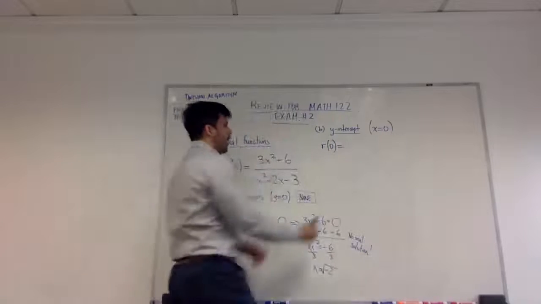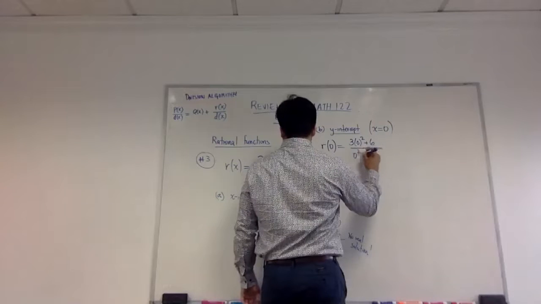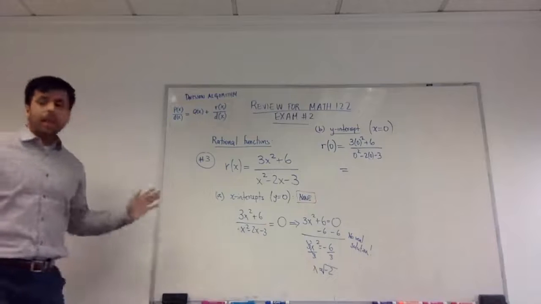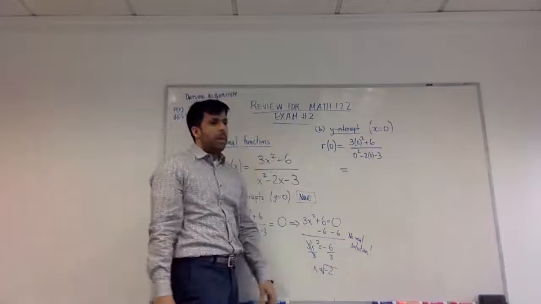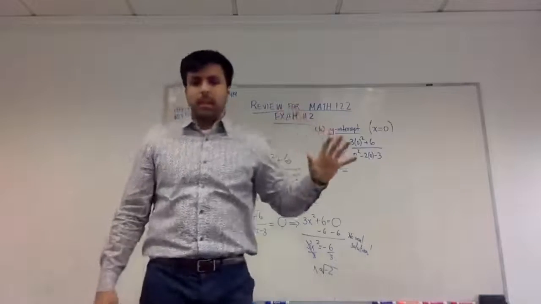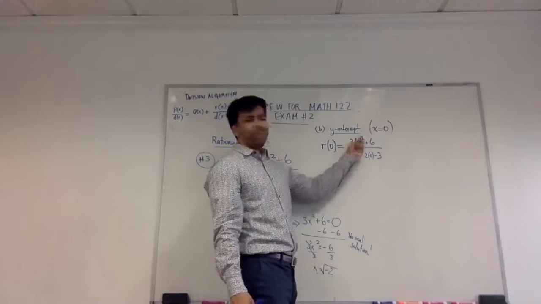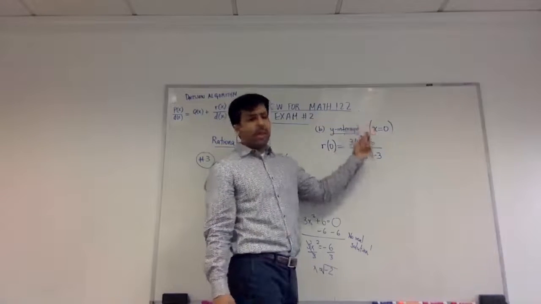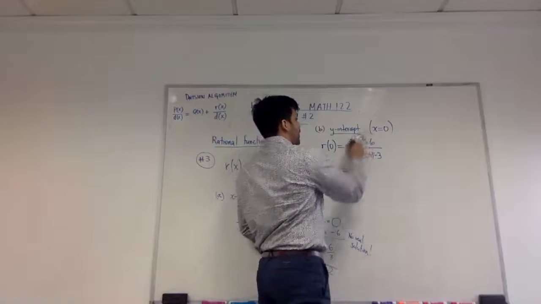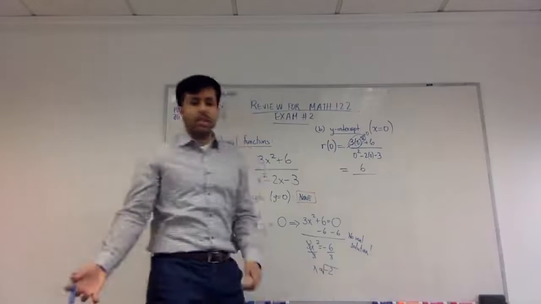And when I plug in 0, I get 0 squared plus 6 over 0 squared minus 2 times 0 minus 3. So all I did was I plugged in 0 into my function. That's what you have to do to figure out the y-intercept. You have to plug in 0 into your function. And then you evaluate. So 3 times 0 squared, well, 0 squared is 0. 0 times 3 is 0. So I have this guy here becomes 0. And 0 plus 6 is 6. So what's left in the numerator is a 6.